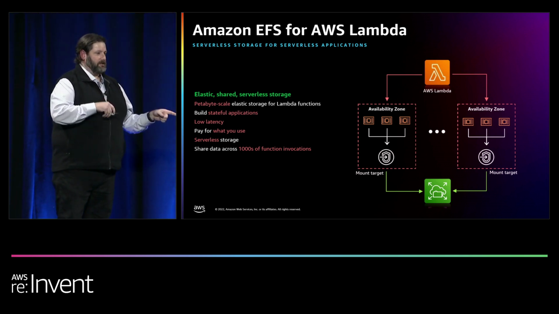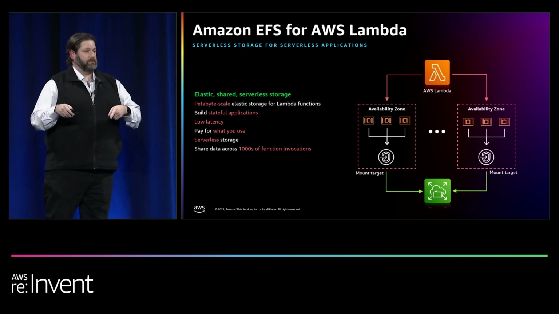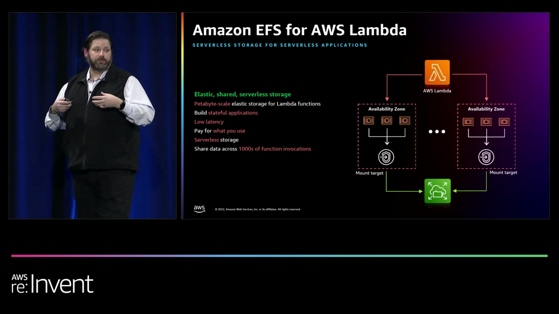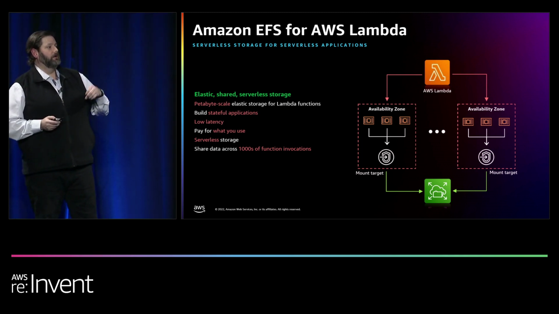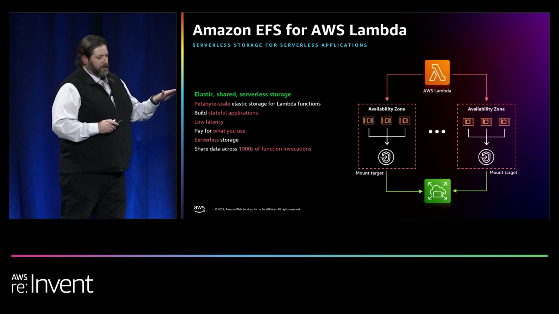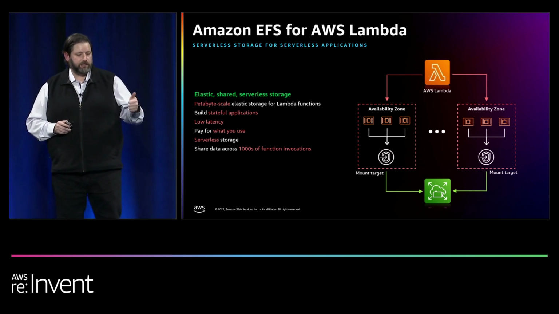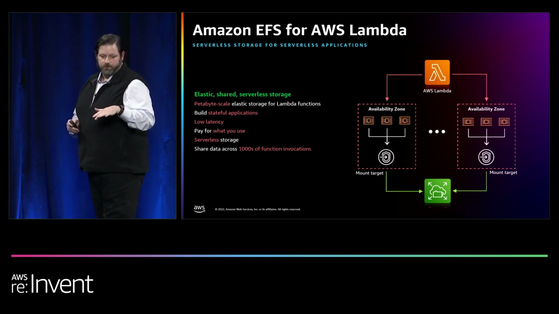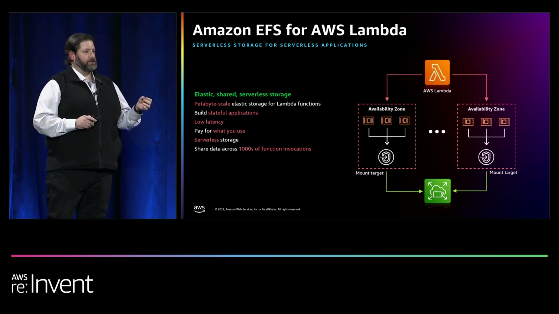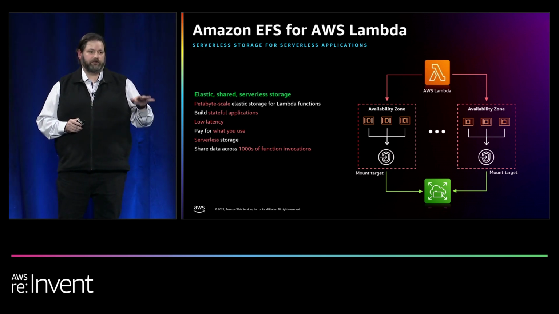By saving the state of the function at the end of the processing and then loading that state at the beginning of the next processing, we can also allow customers to build stateful applications on top of an event-driven infrastructure. Just like everywhere else, EFS provides the low latency. It lets you pay for only what you're using. It lets Amazon handle the infrastructure costs. And at the end, what we get are customers who can build scalable applications, sharing data across tens of thousands of function invocations.